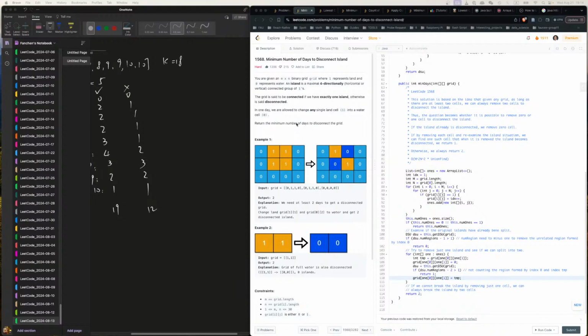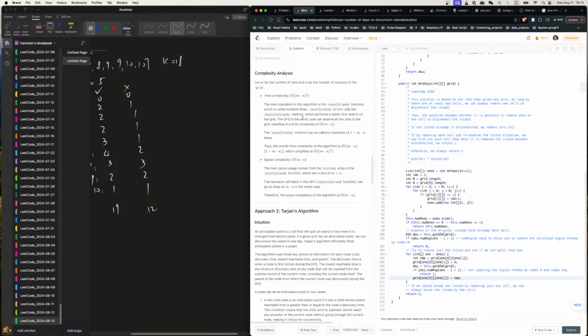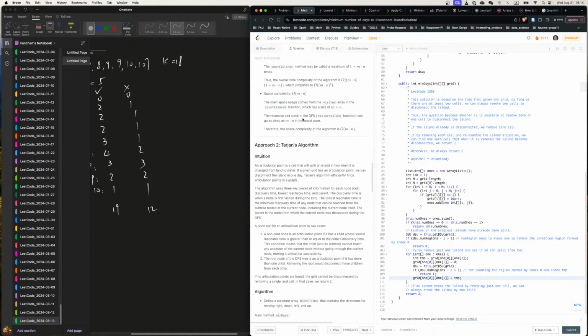Okay, so I have this algorithm called Tarjan. I've definitely done Tarjan in the past. An articulation point is a cell that will split the island in 2 when it is changed from land to water. Yeah, it is just a critical node. A critical node that can break a fully connected graph.